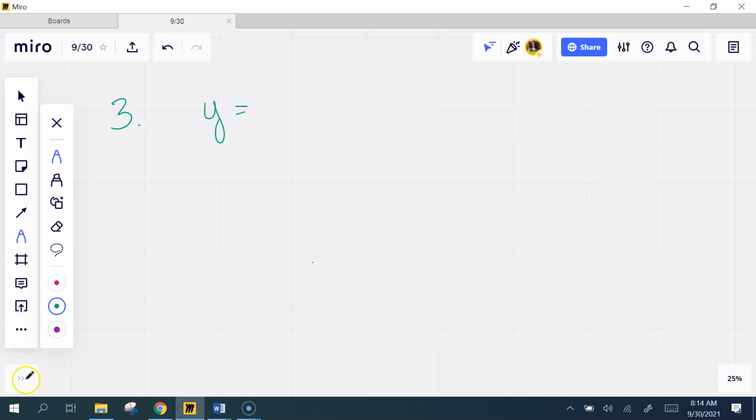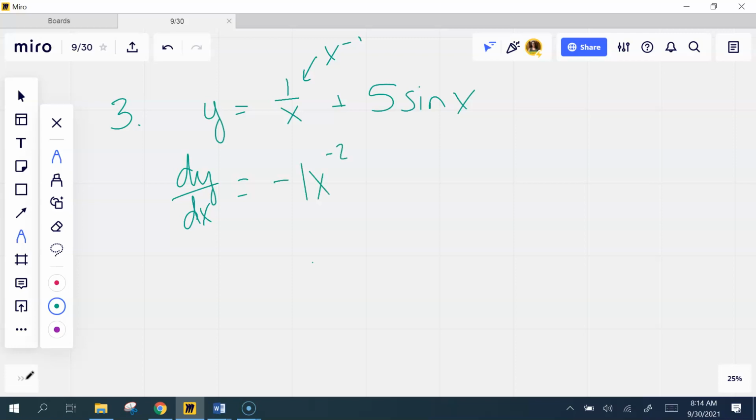I bet I know why y'all struggled with number 3. You gotta change it to what? This is x to the negative 1. So dy/dx, whoa, negative 1 x to the negative 2. Power rule, right? Plus 5, what's the derivative of sine? Oh, hold up. Cosine.